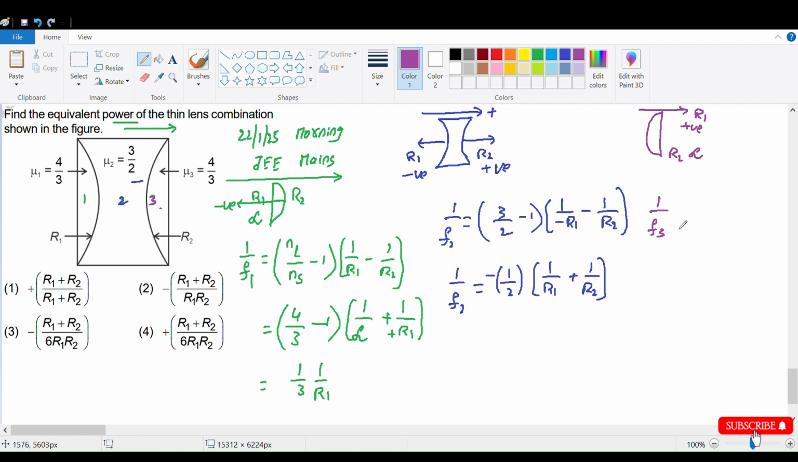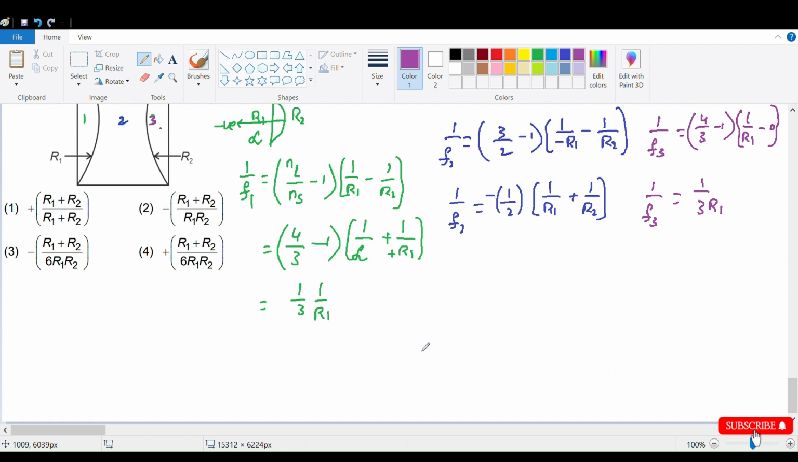So 1 by f3 is equal to, lens refractive index 4 by 3. So 4 by 3 minus 1, into 1 by R1. 1 by R1 is positive. Of course minus 1 by infinity is 0, fine. So you got 4 by 3, LCM, 4 minus 3, 1 by 3. So 1 by f3 is equal to 1 by 3 times R1. So finally, altogether 1 by f is equal to 1 by f1 plus 1 by f2 plus 1 by f3.